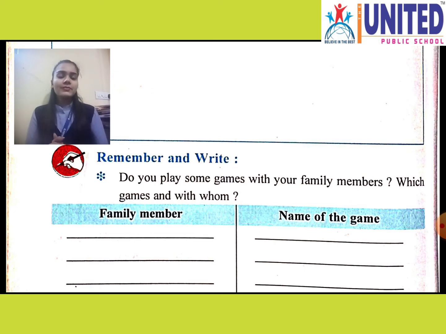But if I talk about myself, I will give one example. Beta, at my home I play Ludo with my mother. So here in the first column, family member, I will write mother, and in the second column, name of the game, I will write Ludo, because I play Ludo with my mother. So in the first column I will write mother, and in the second column I will write Ludo. As it is, you have to do this. So you got it what you have to do. Now on the next page.